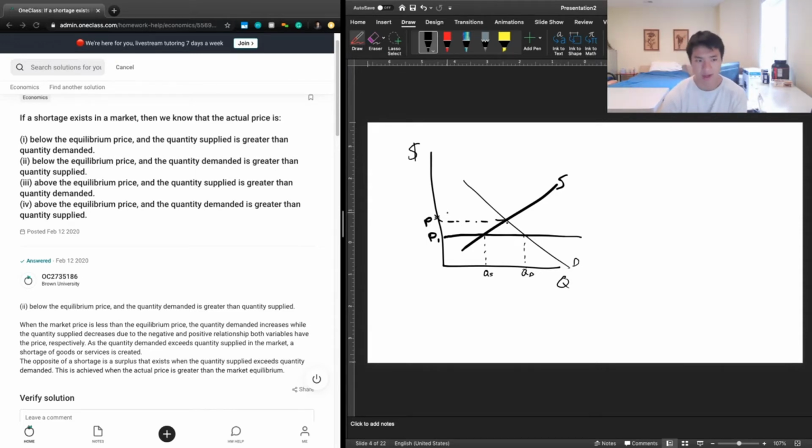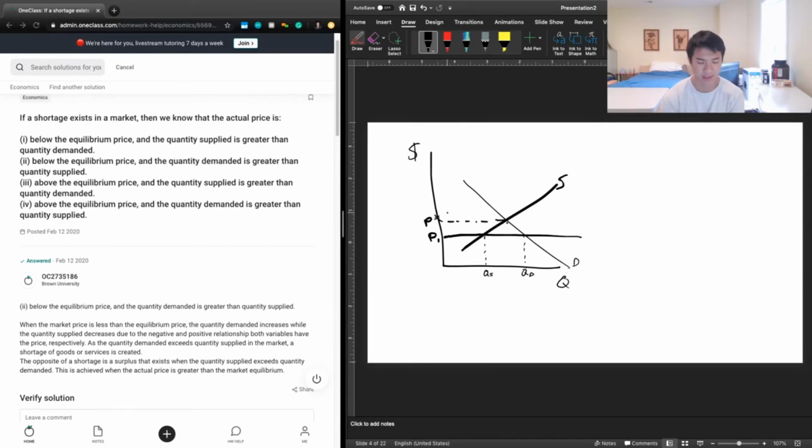And so let's take a look at the answer choices. It says below the equilibrium price, so correct so far, and quantity supplied is greater than quantity demanded. And that is the opposite of the relationship we were looking for. So we're not going to choose that one. So A is not right. Number 2 says below the equilibrium price and the quantity demanded is greater than quantity supplied. That is the case that we're looking for.